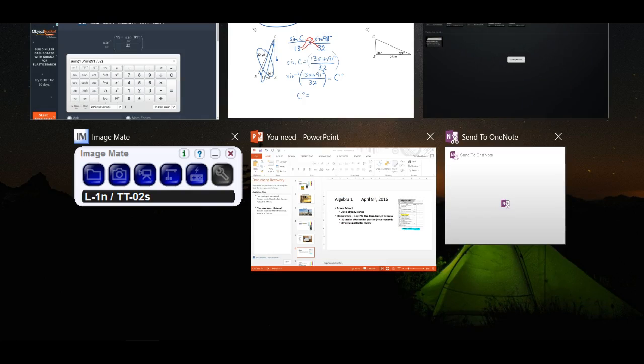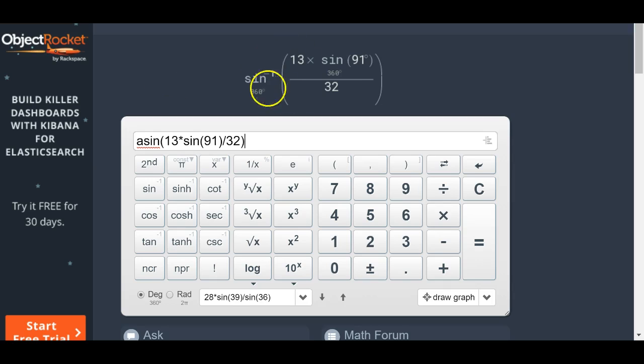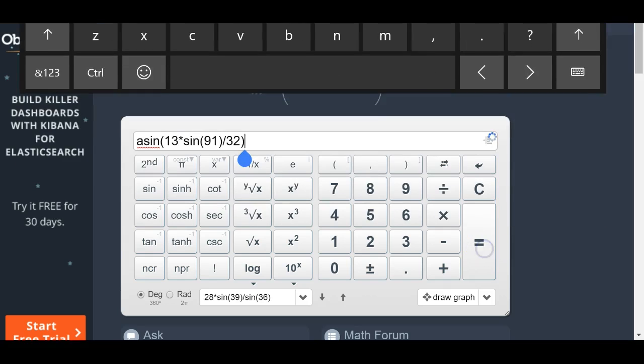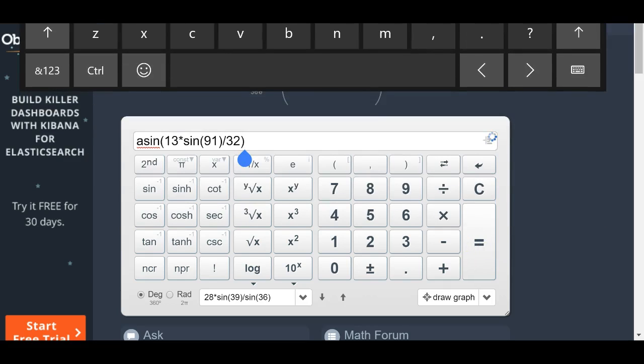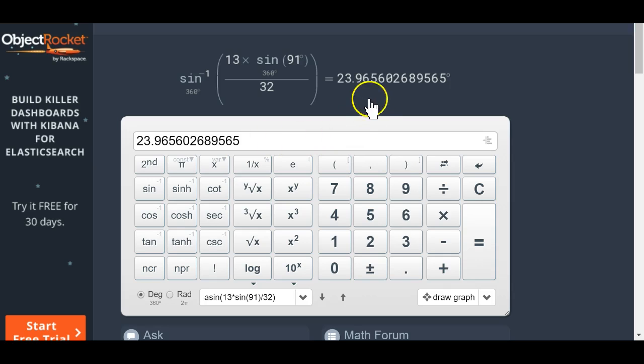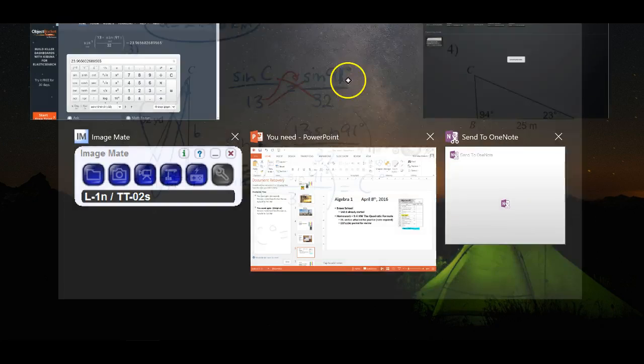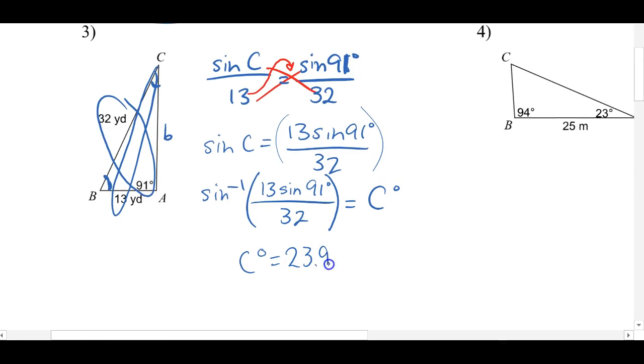Let me just double check. Yep, 32. Look at how it's set up and make sure it's exactly what you want. And yep, we have the inverse sine of 13 times sine of 91 degrees divided by 32, and it's calculating. I don't know what happened, but I just retyped it again. I didn't change anything, but for some reason there was an error. But anyways, there's our angle, 23.96, and we'll round that 6 up to 7, so 23.97. So there's our first angle, 23.97.